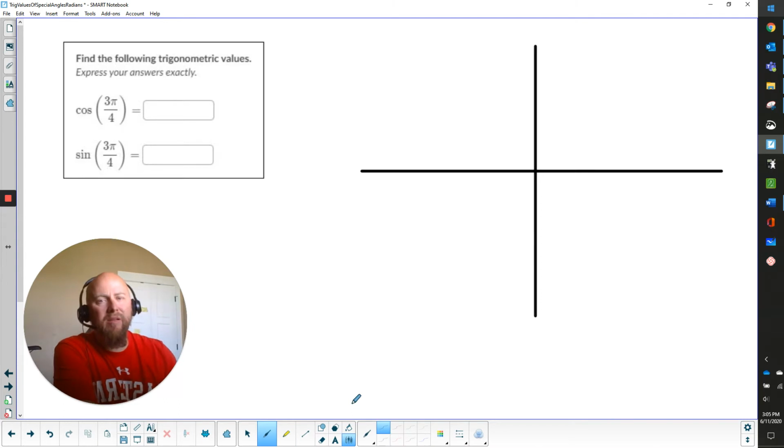The thing I like about this one is you only have to memorize the two special right triangles and then remember how the XY coordinate plane works. And by that I mean, hey, this is the y-axis.